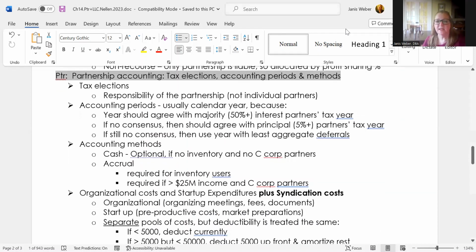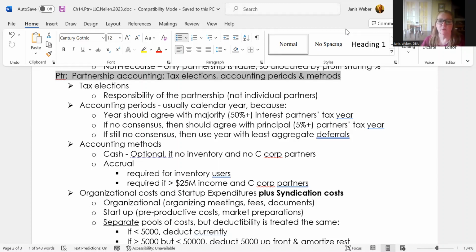Then partnership accounting. Some of the tax elections are the responsibility of the partnership to take care of, not individual partners. And the accounting period is calendar year normally, but it could be other times. The way it's determined is that the year should agree with the majority of the partners' year. Since most of the partners are usually individuals, that's why most partnerships are calendar year.